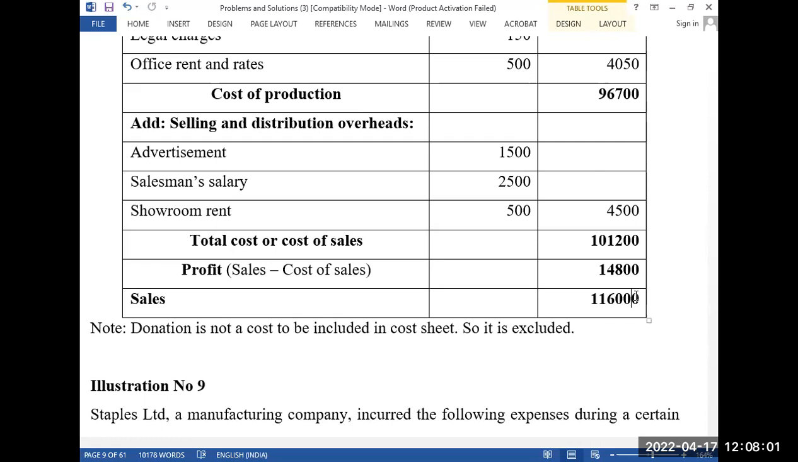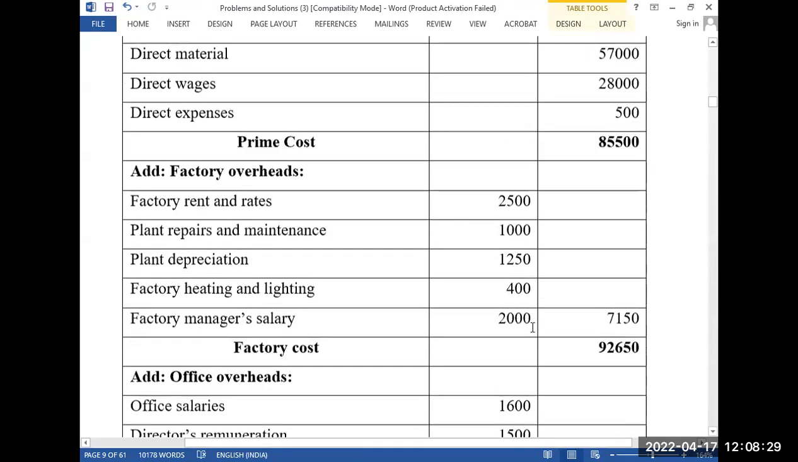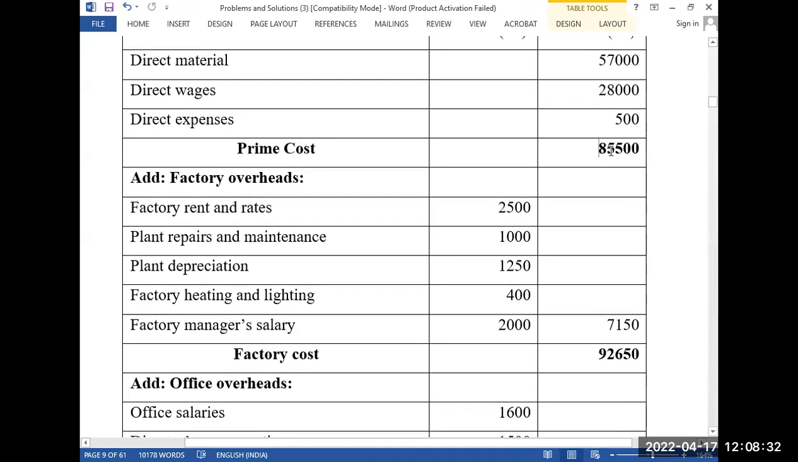No, you have to do both cost sheets in detail. The percentage can be shown in the workings. Suppose in this case, what is the percentage of selling and distribution overheads on prime cost? What is the S&D overheads total? 4,500. What is the percentage of S&D overheads on prime cost? 4,500 divided by 85,500 into 100. That you can do mentally, but it needs to be shown as workings along with this cost sheet and one more cost sheet.